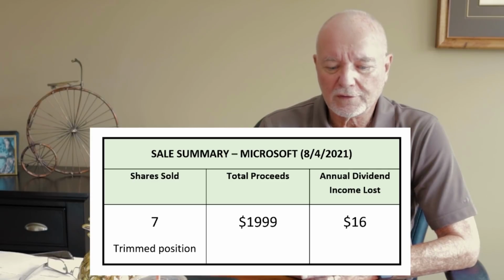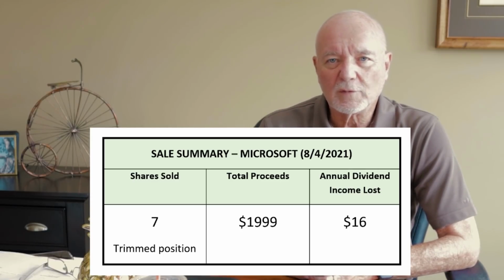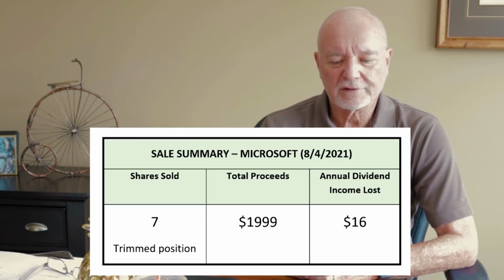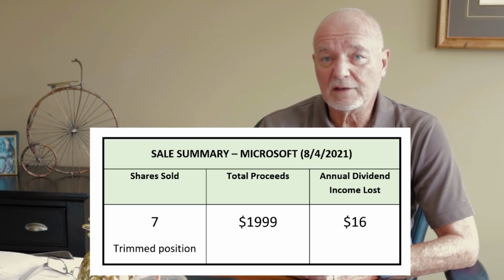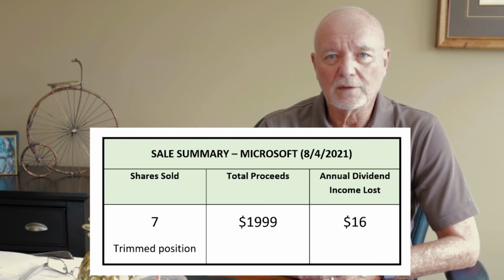On August 4th, I sold 7 shares of Microsoft, received approximately $2,000 for selling them, and lost just $16 in income because of the sale. I never sell a stock unless I know what I'm going to do with the money.